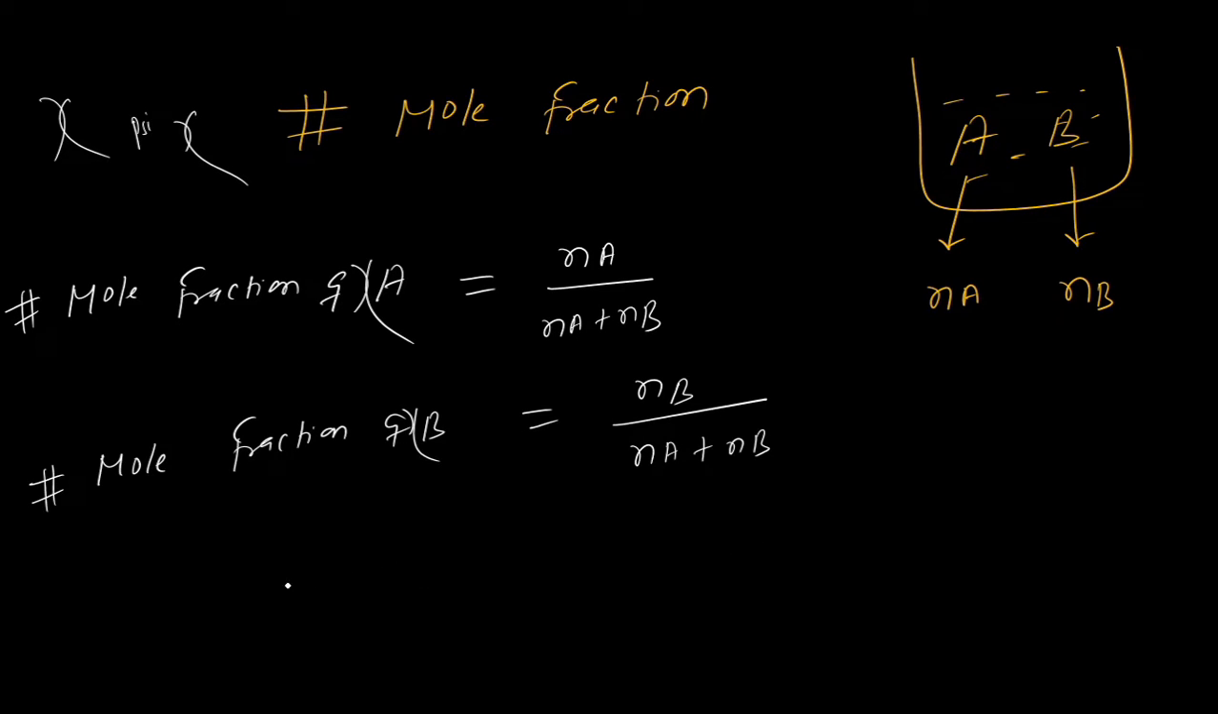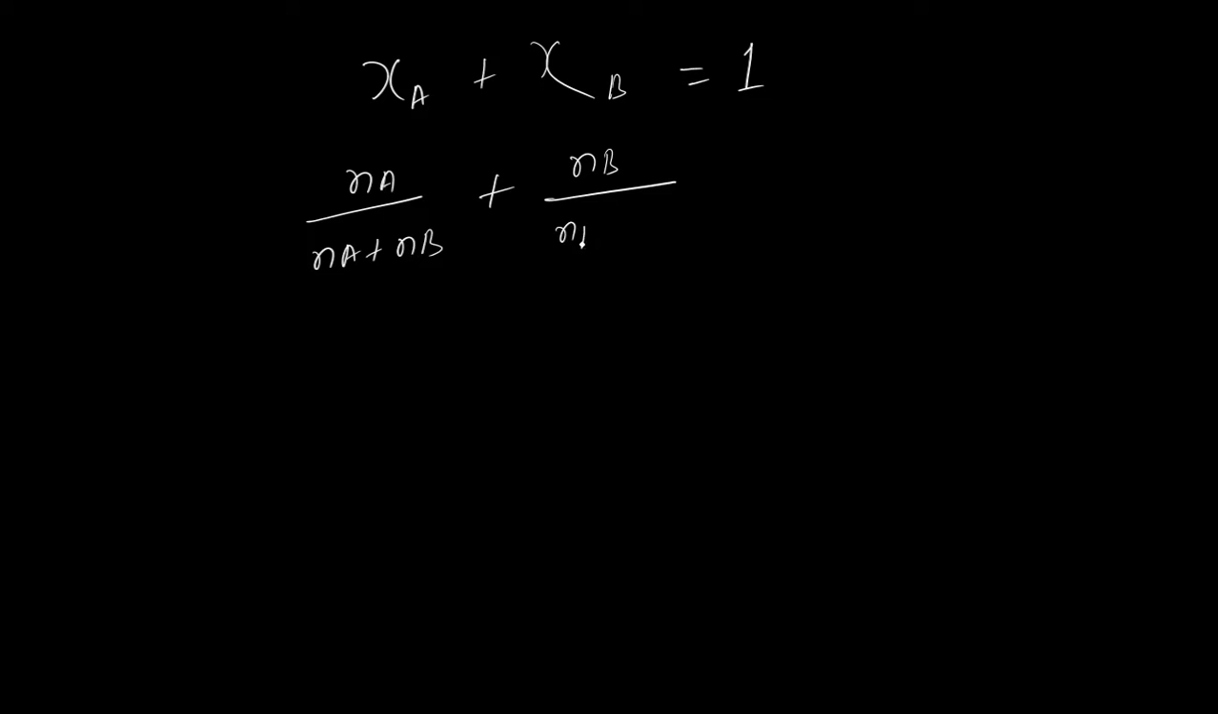So one more concept regarding mole fraction is that the mole fraction of A plus the mole fraction of B is equal to 1. How? Have a look here. We will explain it. Mole fraction of A plus mole fraction of B is equal to 1. So mole fraction of A is what? Mole fraction of A is number of moles of A upon total number of moles, and mole fraction of B is number of moles of B upon total number of moles. Isn't it?